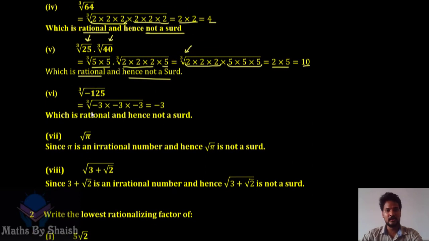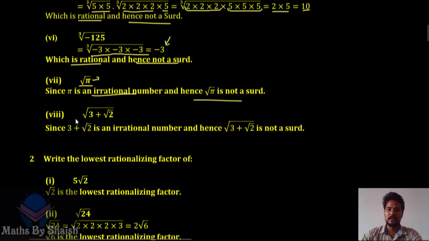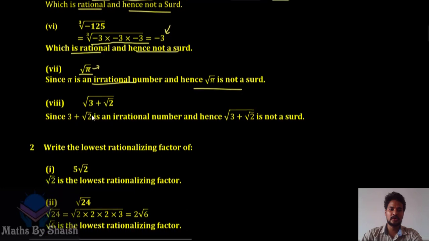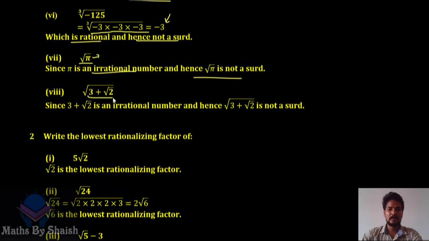Similarly for minus 125, the minus 5 will come out 3 times, which is rational, hence not a surd. And here it is root pi, and pi is not a rational number, that's why, though it is positive, it is going to be not a surd. And again this is 3 plus 2 root 2, which is positive, but again it is not a rational number, that's why this whole thing is an irrational number, meaning it is not rational. If 3 plus 2 root 2 is not a rational number, that's why the square root of this would not be a surd.